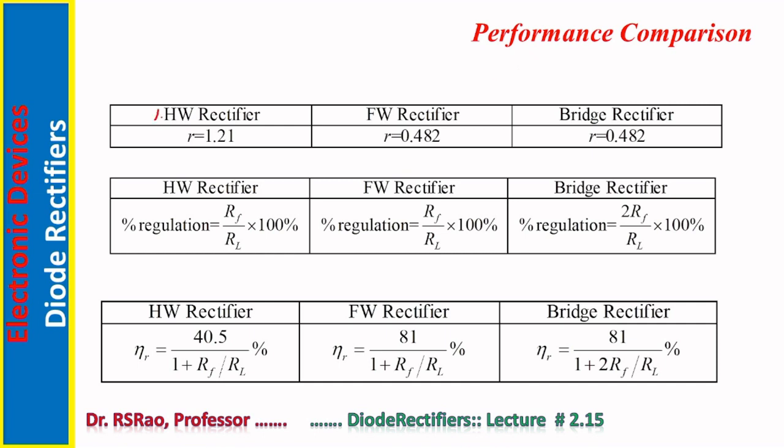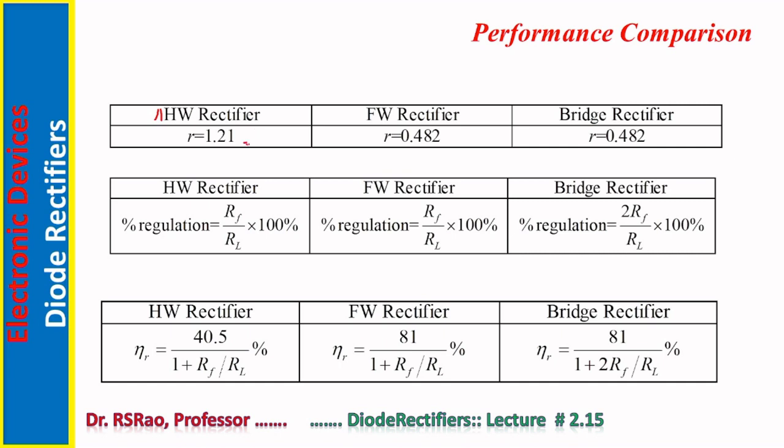In case of half wave rectifier circuit, ripple factor is 1.21. For full wave circuit, it is 0.482. For bridge circuit, it is 0.482, same as that for full wave rectifier. Notice, for full wave rectifier and for bridge rectifier, it is 0.482, far lesser than that of half wave rectifier, which is 1.21.